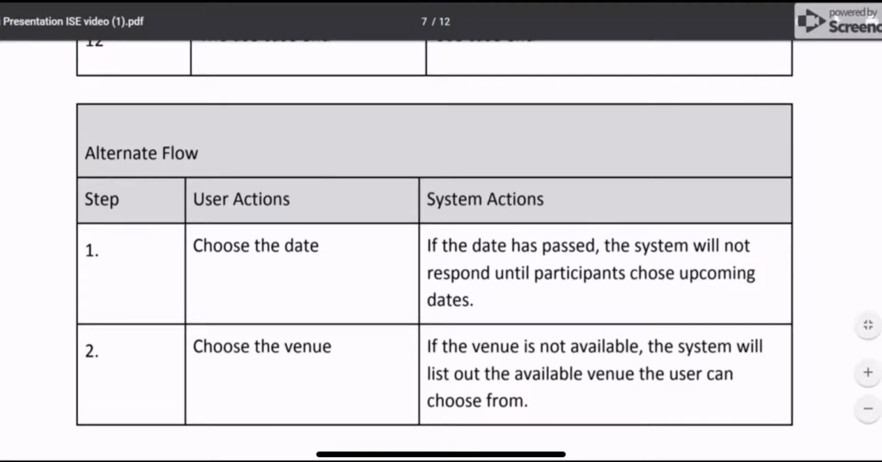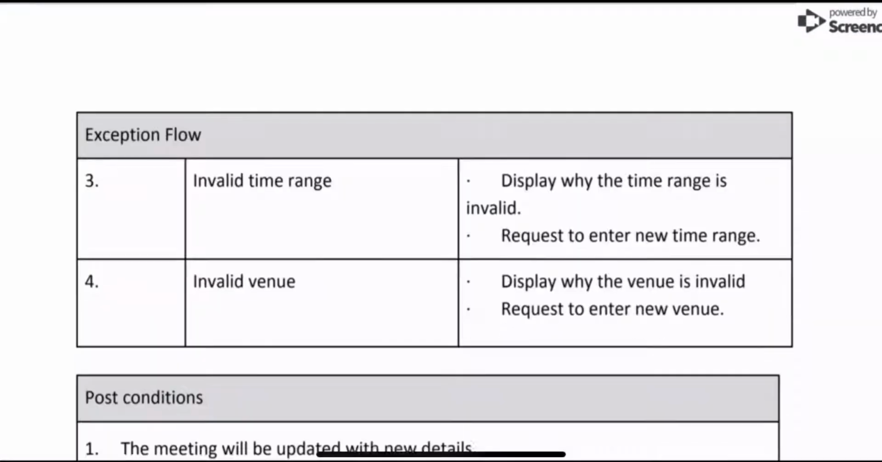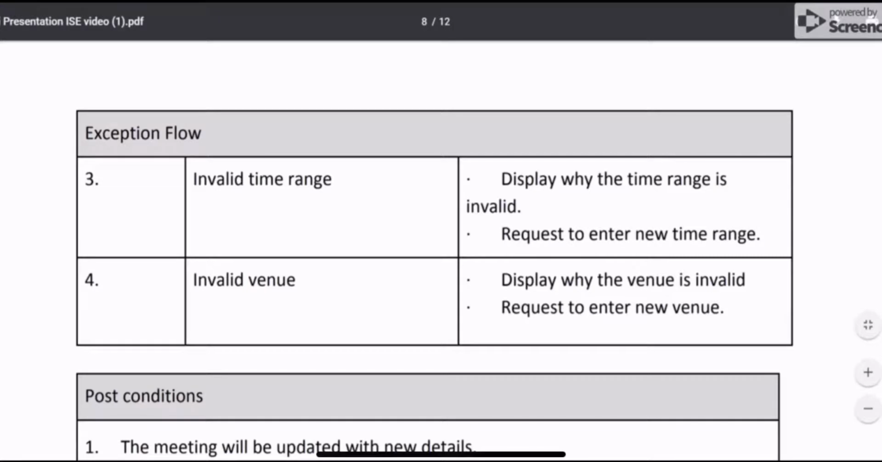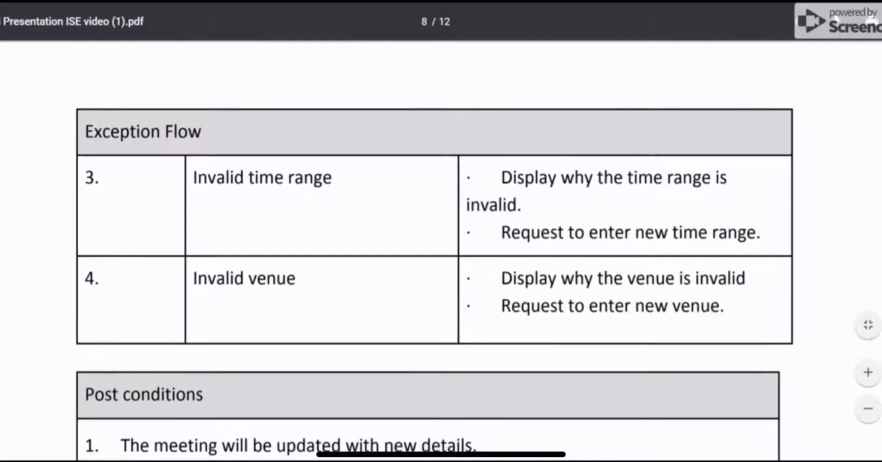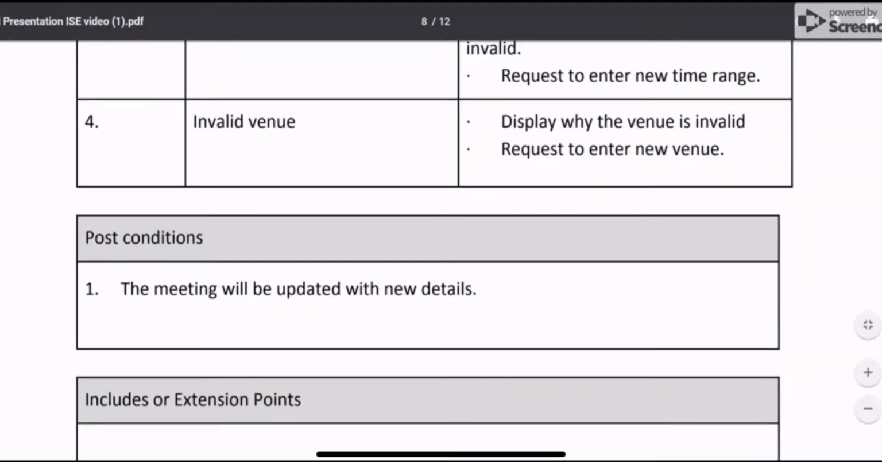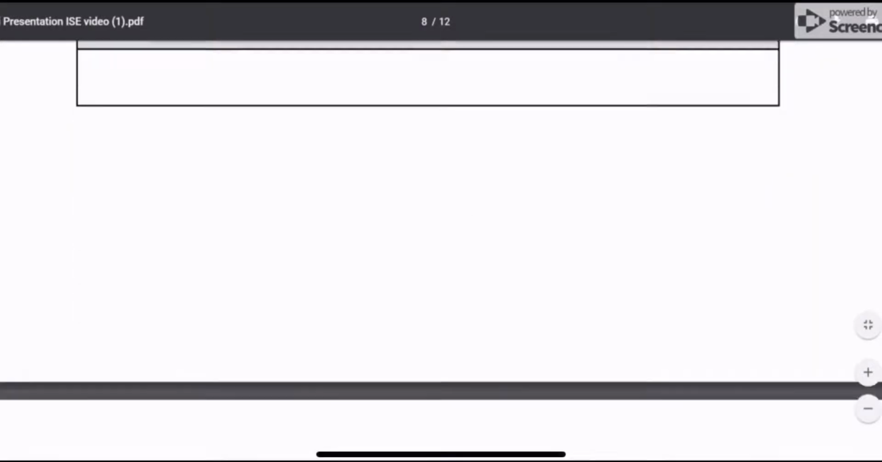If the venue is not available, the system will list out the available venues for the user to choose from. Exception flow. Invalid time range. Display why the time range is invalid and then request to enter the new time range. Invalid venue. Display why the venue is invalid and then request to enter the new venue. Post condition. Meeting will be updated with the new details.